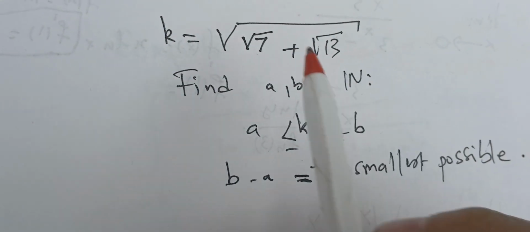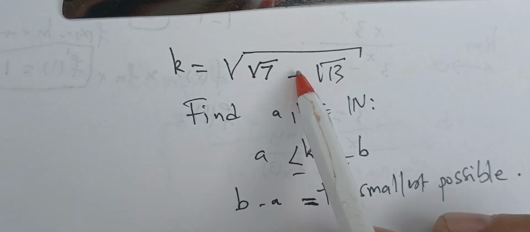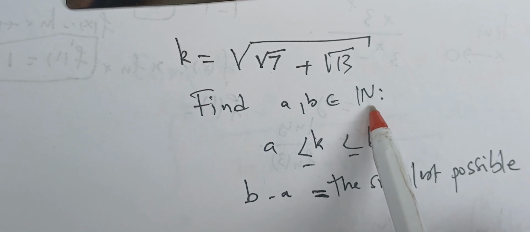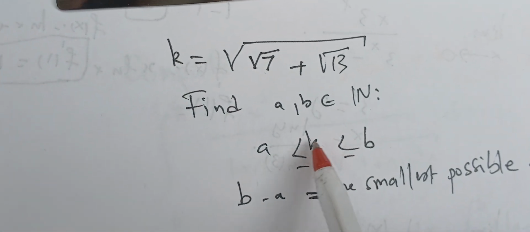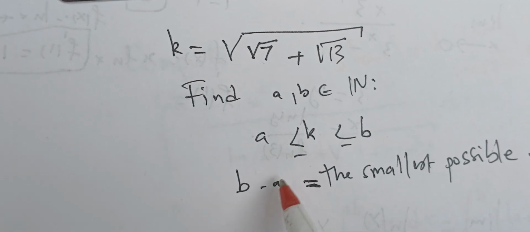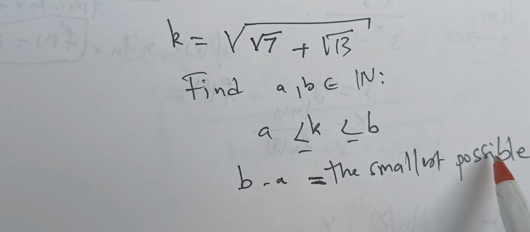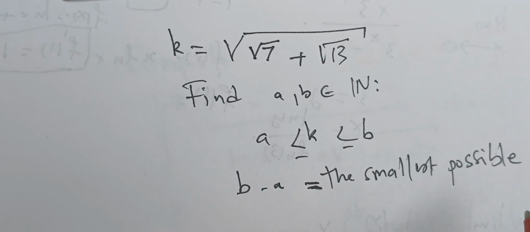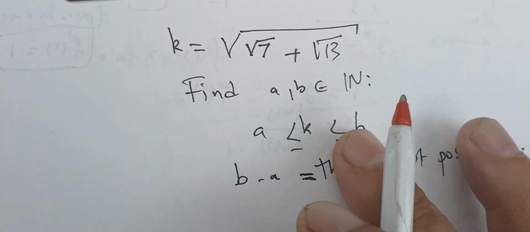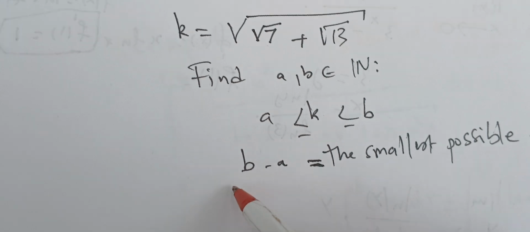In this video, k is given by the square root of the square root of 7 plus the square root of 13. We want to find a and b natural numbers such that k is between a and b, and this difference between b and a is the smallest possible. So we want to find the best possible bracketing of k between a and b.